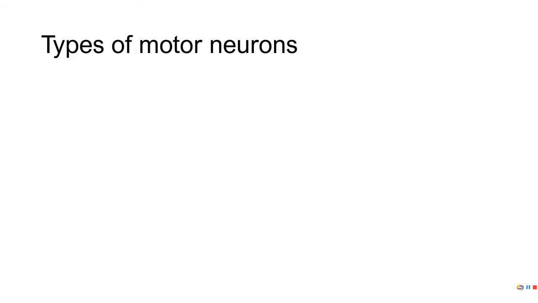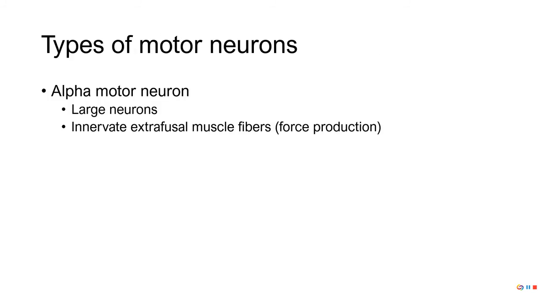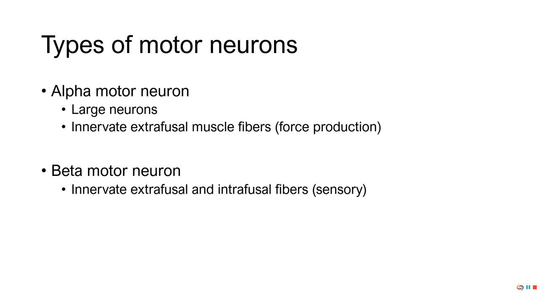So when it comes to types of motor neurons, there's actually 3 types. We've got alpha motor neurons, which are big, large, and innervate what we call extrafusal muscle fibers. In other words, when you think of a muscle, that's what you're thinking of, the extrafusal fibers, the ones that produce force. These are the ones that cause muscle contraction or signal the muscle it's time to contract. Then we've got beta motor neurons that innervate both extrafusal and intrafusal fibers, but they're a sensory neuron.